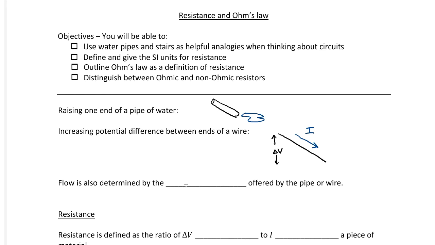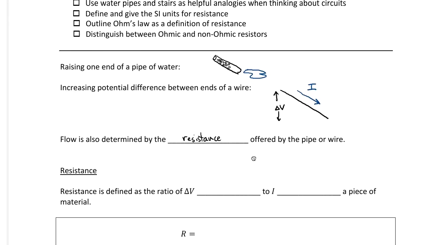The current is also determined by the resistance offered by the pipe or the wire. If you were to have a thinner pipe or a longer pipe, or if you were to put stones in the pipe, then that would slow down the flow. In the same way, increasing the resistance in the wire will decrease the current. So let's talk more about resistance.